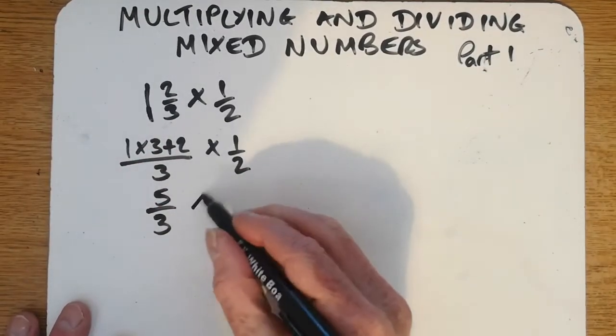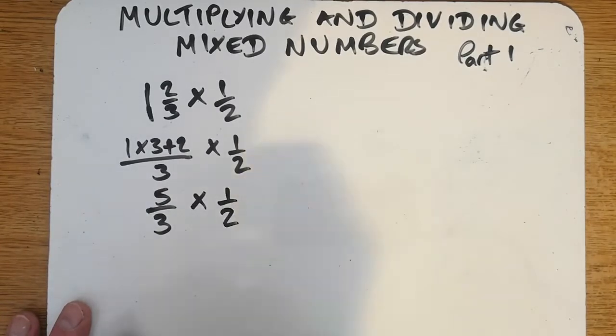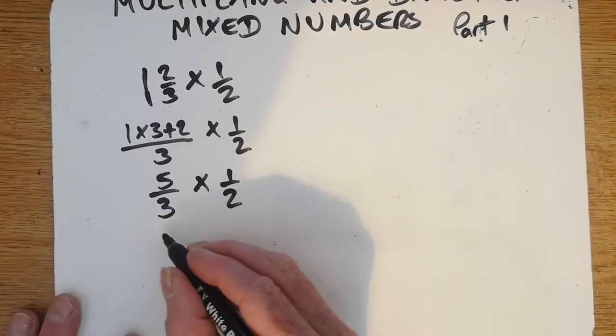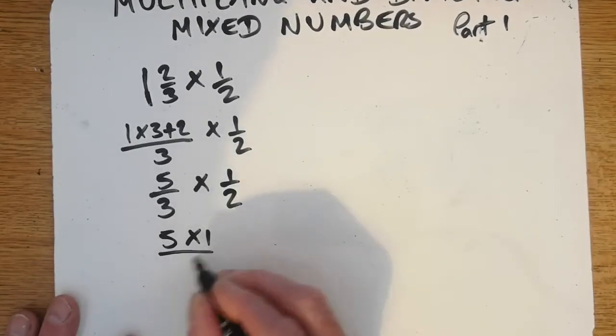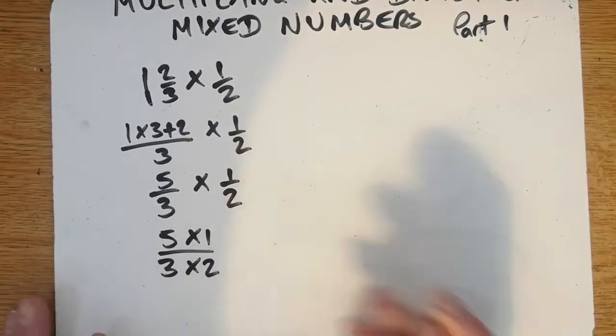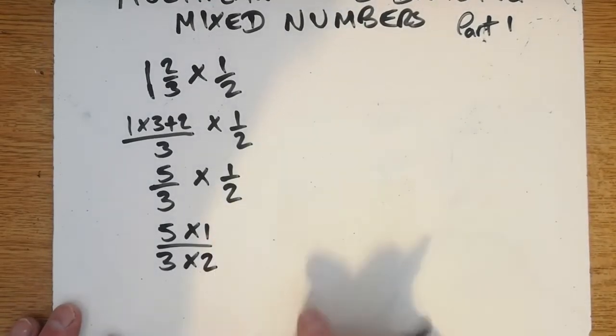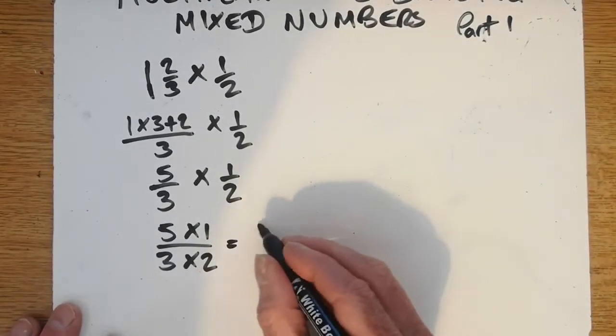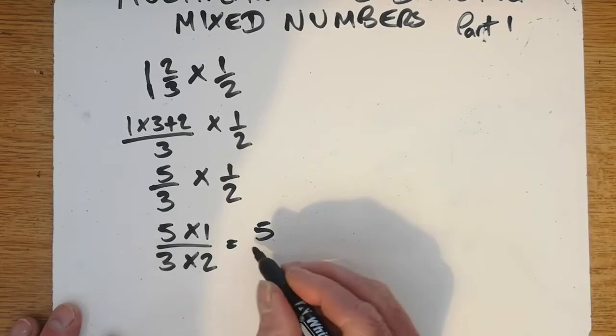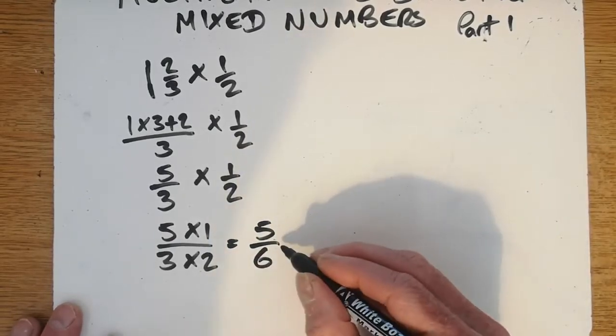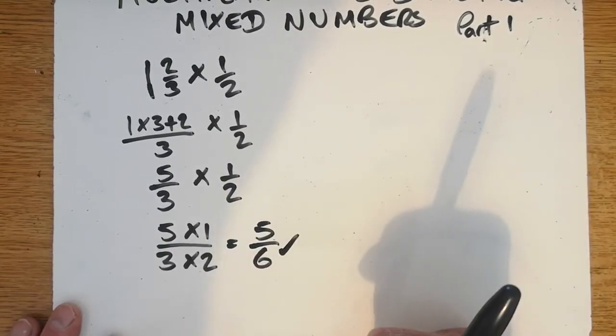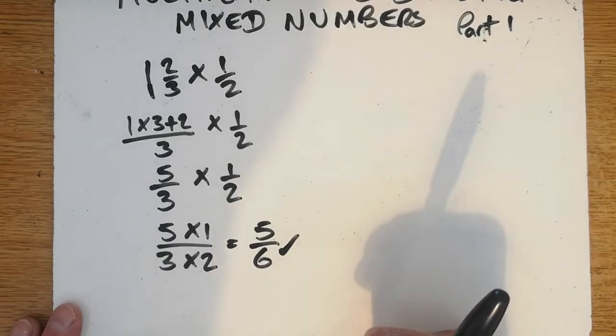5 over 3. I'm multiplying that by 1/2. Don't forget, when I'm multiplying, it's the easiest one to do. I just multiply my two top numbers together and multiply my two bottom numbers together. 5 times 1 is going to give me 5. 3 times 2 is going to give me 6. That is my answer, 5 over 6.